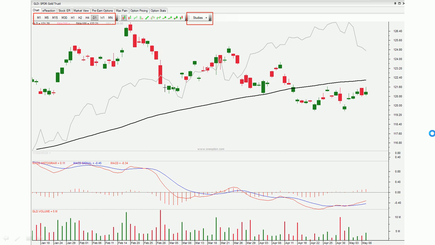Now you do have to have the real-time interface, Interactive Brokers, or Tradier in order to be able to view intraday real-time data. If you have that, fantastic. You're also able to trade through the platform, which I'll tell you a little bit about.